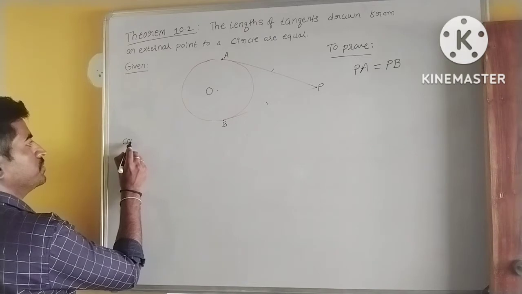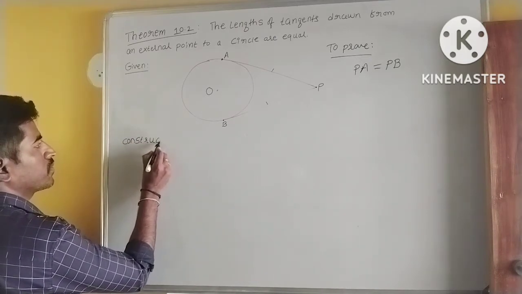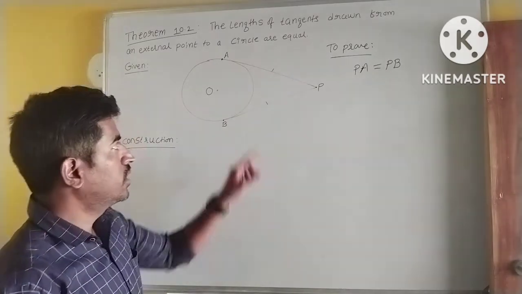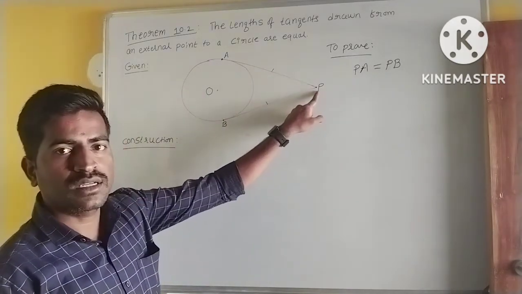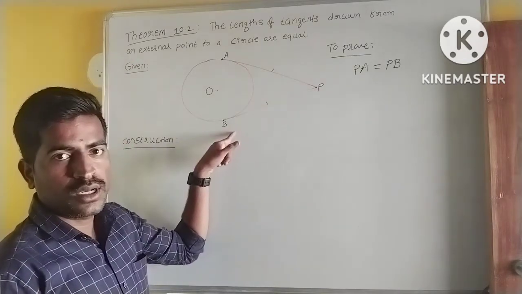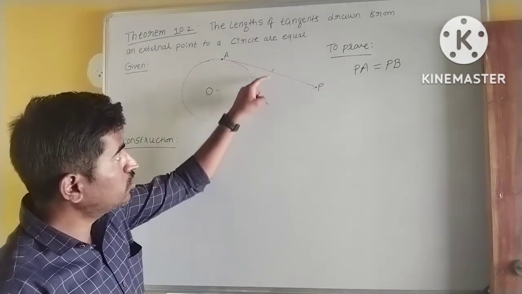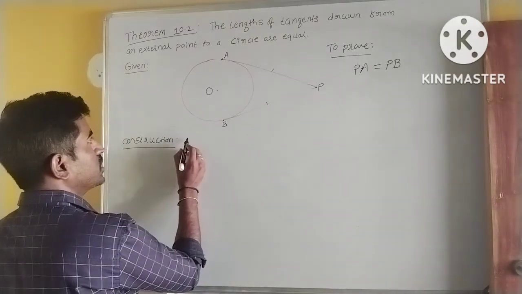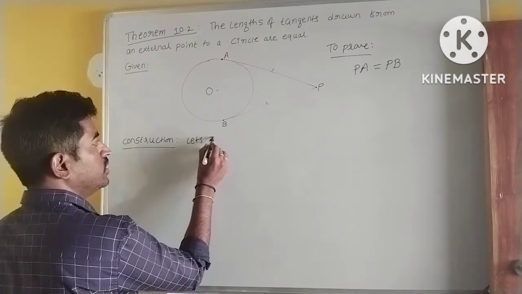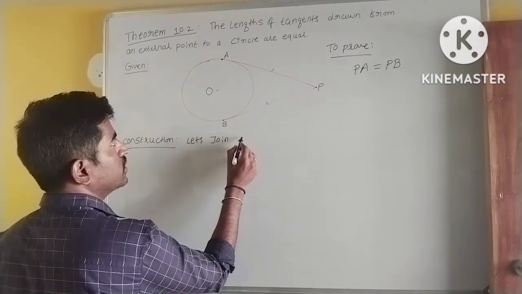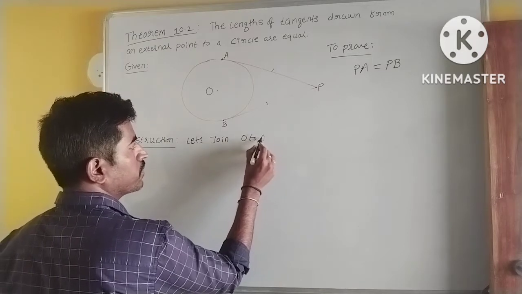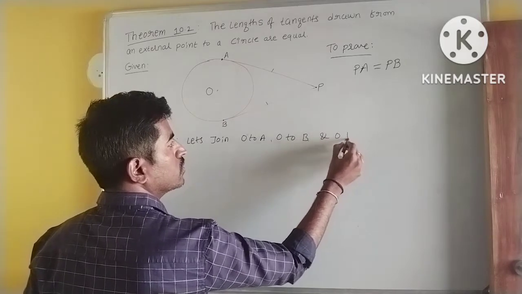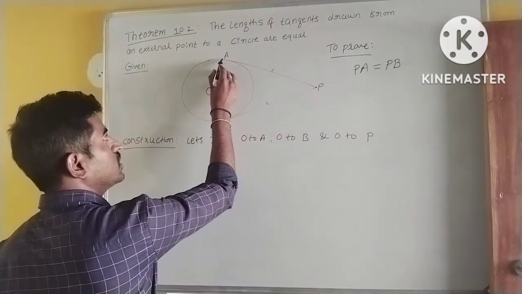First we will have construction. Just now I said that when the point is lying outside the circle, there are two tangents possible. In this theorem we are proving that those two tangent lengths are equal. Okay, construction is, let's join the points. Let's join O to A, O to point B, and O to point P.